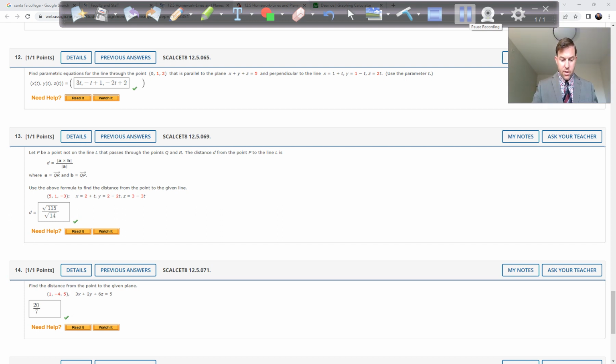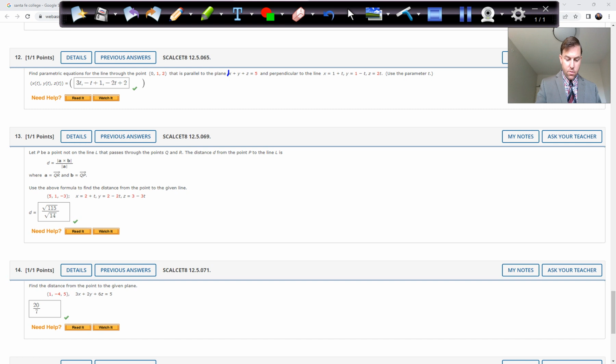Okay, for problem 12, it says find parametric equations for the line through the point 0, 1, 2 that is parallel to the plane x plus y plus z equals 5 and perpendicular to the line x equals 1 plus t, y equals 1 minus t, and z equals 2t. Okay, to do this problem, we are going to again create two vectors with the coefficients of these numbers. So we have n1 is just 1, 1, 1, the numbers in front of x, y, and z of the first plane.